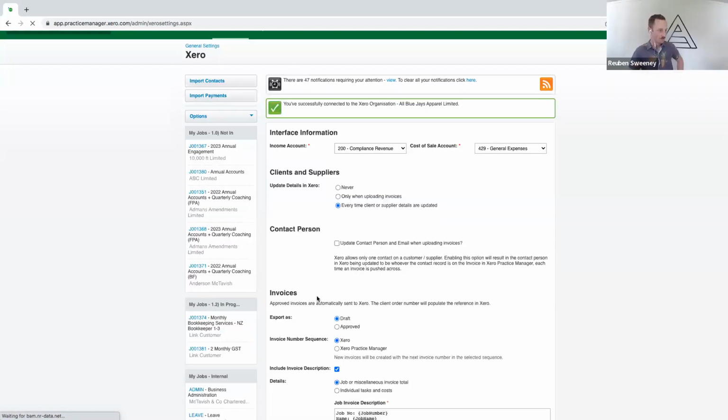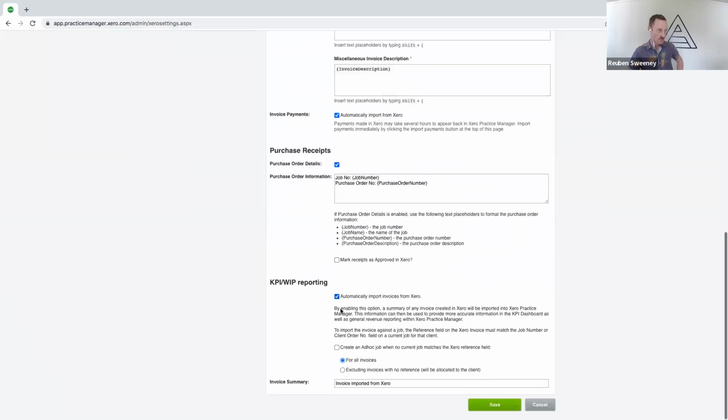And at the bottom here, there's an option that says create an ad hoc job where no current job matches the Xero reference field. Sounds very innocuous, but basically what that means is you're going to end up with lots of random jobs created whenever Xero Blue can't find where to put an invoice. And what that leaves you with is a whole bunch of negative WIP sitting on these jobs that will never have any time on it.